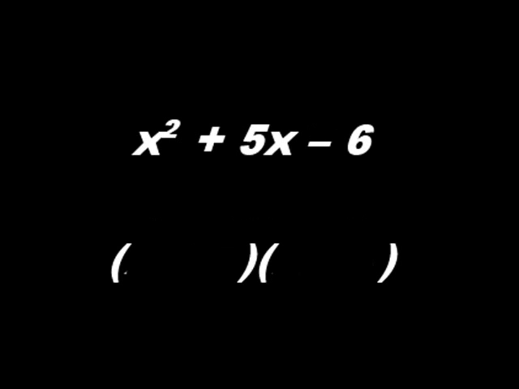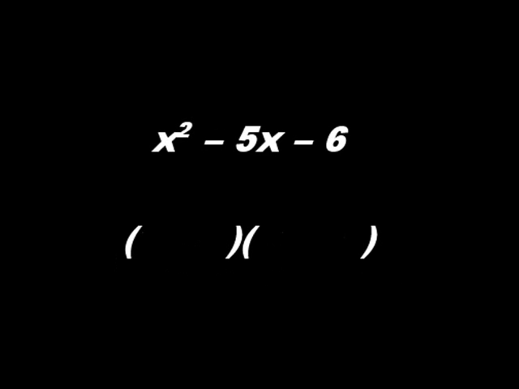If the number term is negative, the signs for the 2 brackets are opposite. In this example, the factors of 6 now have to have a difference of 5. So 1 and 6 are the right factors to use. It matters into which brackets the 1 and 6 go. And the larger factor always goes to the bracket with the same sign as the middle term. So we get x plus 6 and x minus 1 in this example.